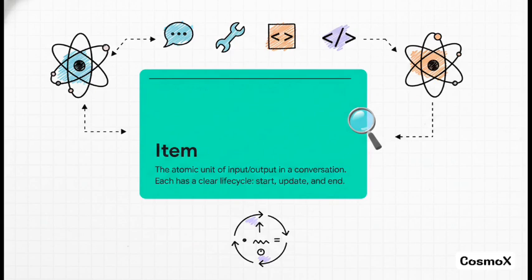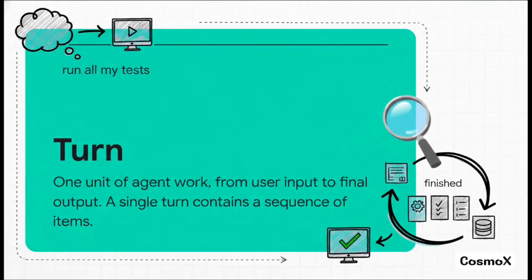An item could be the message you type, it could be the agent showing its thought process, or it could be a chunk of code. The key thing is that every single item has a very clear start and a very clear end. That's super important for the UI. Okay, so once you have items, you can group them into a turn. A turn is basically one complete back and forth. It kicks off with your request, say, run all my tests, and it includes all the different items the agent generates until it has completely finished that job.